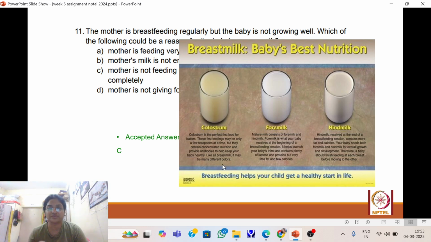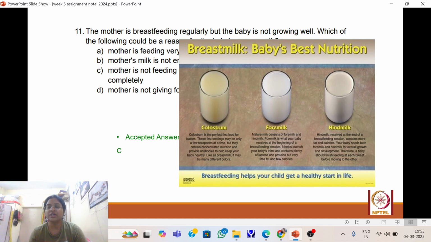Colostrum, we all know, is the first milk secreted from the breast for some days, and you can see the color difference as well. Fore milk is the mature milk. Mature milk is total milk consisting of foremilk and hindmilk. Foremilk is what your baby receives at the beginning of the breastfeeding session. When the baby starts a new session, the milk which comes out is called the foremilk. It helps to quench the baby's thirst and contains plenty of lactose and proteins but very little fat and few calories.